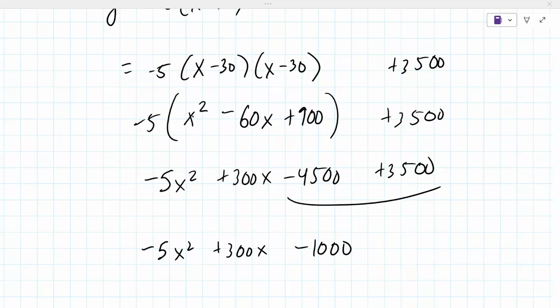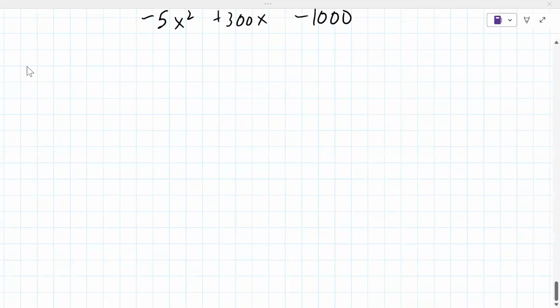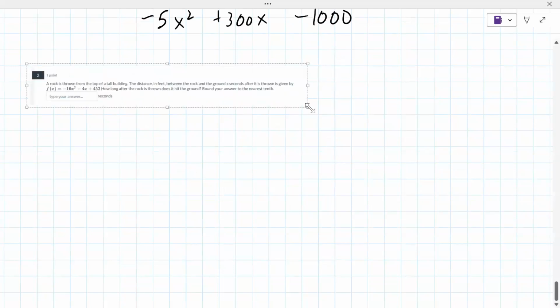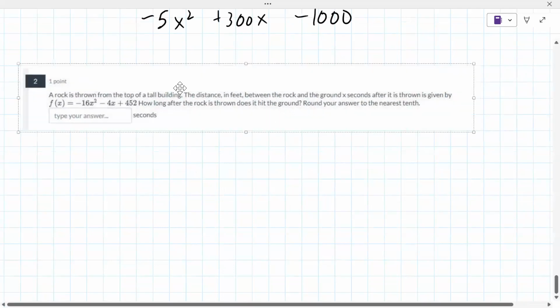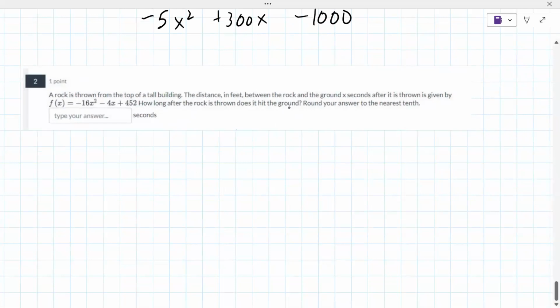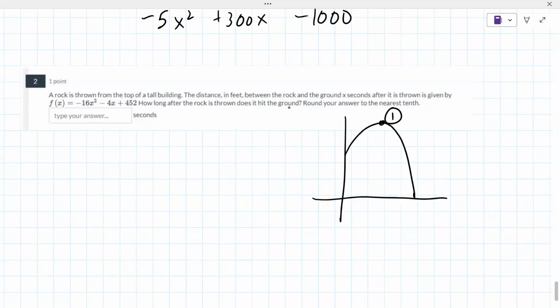All right, let me snip it in. A rock is thrown. Distance is given by this equation. How long after the rock is thrown does it hit the ground? So again, we've talked about this a few times. They're either asking you about one or two. Which are they asking you about in this scenario? Two. Yeah. So are you allowed to just graph this? Okay, so if you graph it, you're looking for where it hits the x-axis.